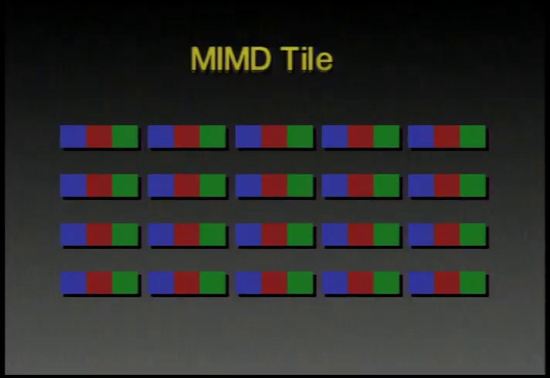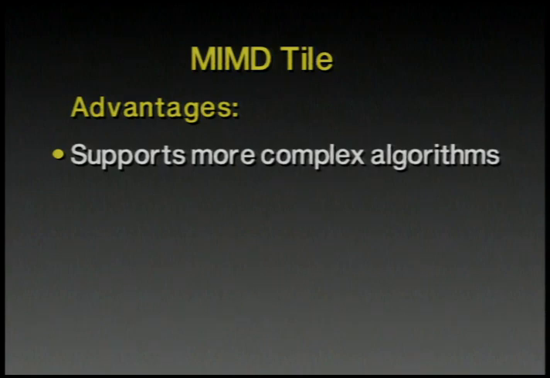Okay, so let's consider now the MIMD tile organization. In the MIMD organization, each data path is again connected directly to a fraction of the frame buffer memory. However, each data path has its own independent sequencer. So what are the advantages of this organization? One thing is it easily supports more complicated algorithms.